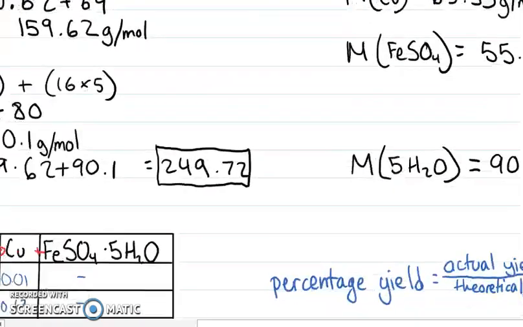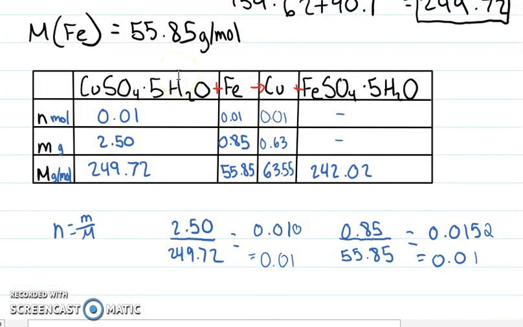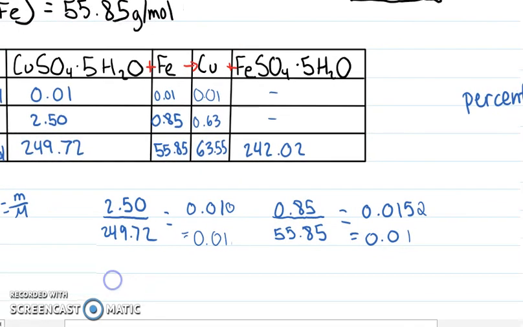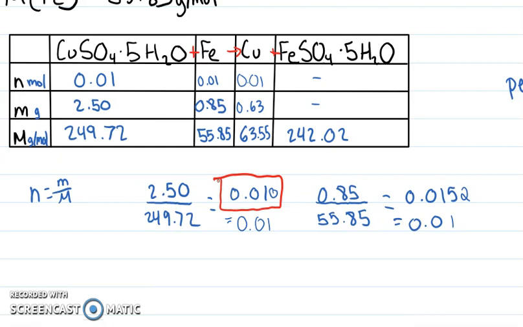So I'm using the table method to find out the limiting reactant. I use the equation to find the mole ratio for copper sulfate pentahydrate and iron to find which one is the limiting reactant. Now as you can see here, I have the final amount for the number of moles, which was 0.010 for copper sulfate pentahydrate, and here for iron.